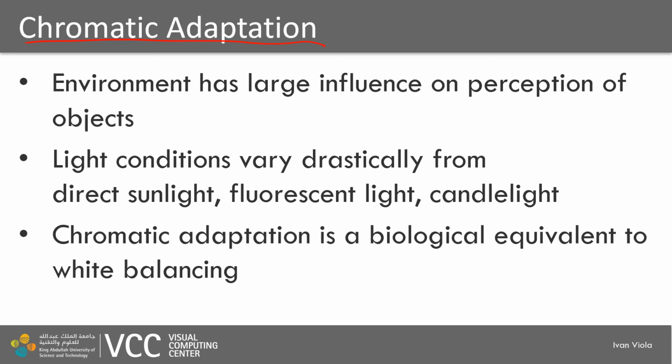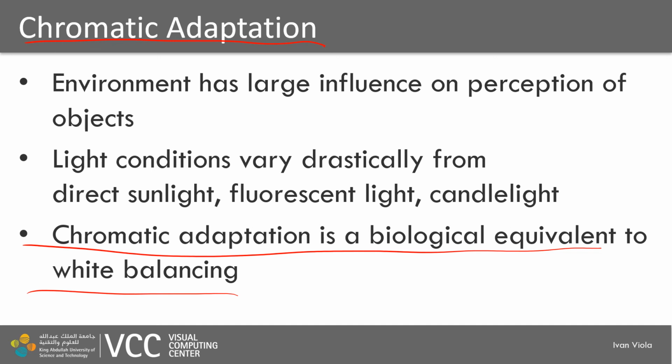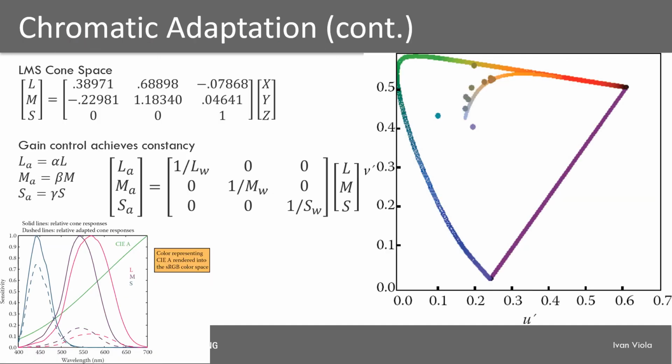This chromatic adaptation is somehow a biological equivalent to white balancing. Let's have a look at how this can be modeled. I didn't cover that, and this is in the book. There is something called the LMS color space, which is the long, middle, and short wavelength cones color space.